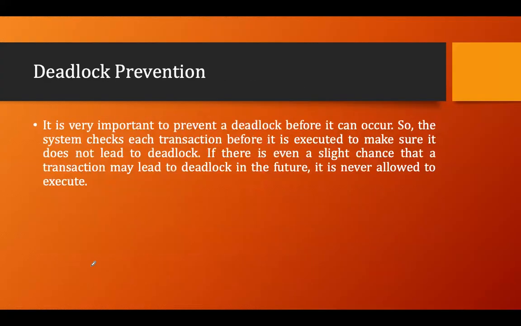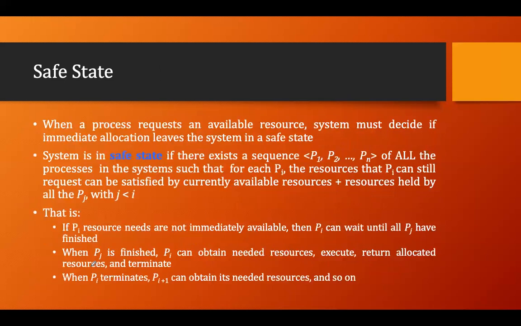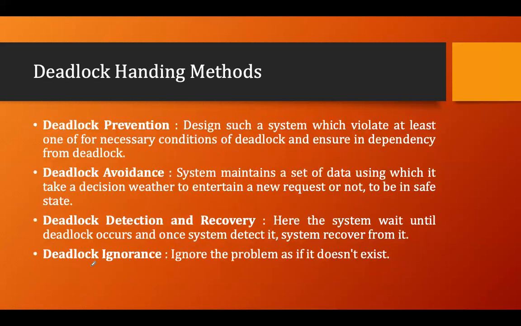So here we apply the algorithm in such a way that my system will never go into deadlock. It says that we design a system which violates at least one necessary condition of the deadlock and ensures independence from the deadlock. Here we use a lot of algorithms to do that. We can pick any of the necessary conditions and apply the algorithm in such a way that the condition never occurs in the system. That is the philosophy behind deadlock prevention.